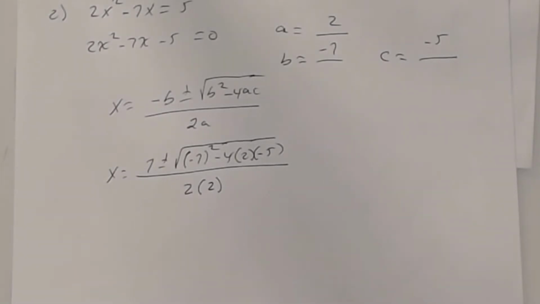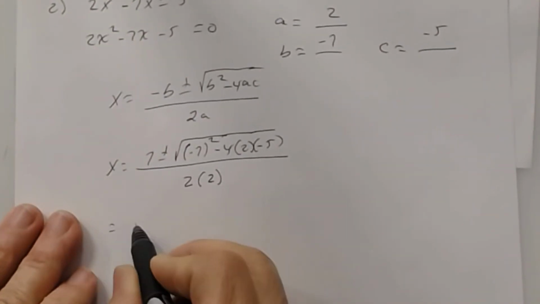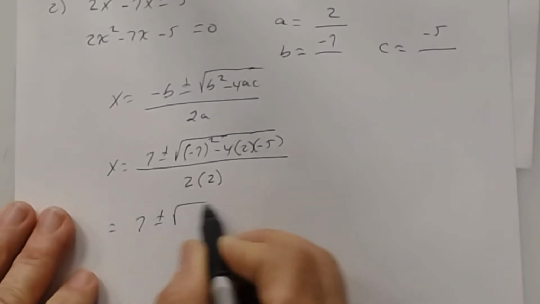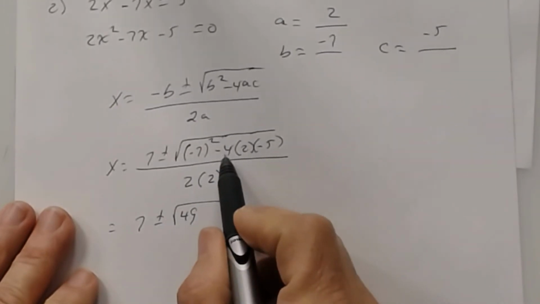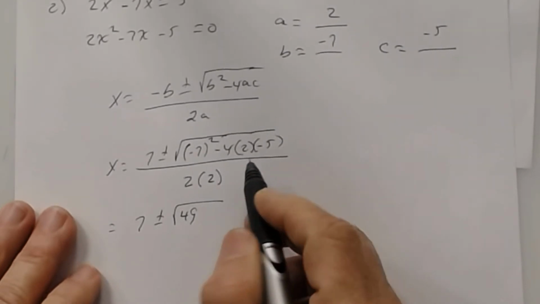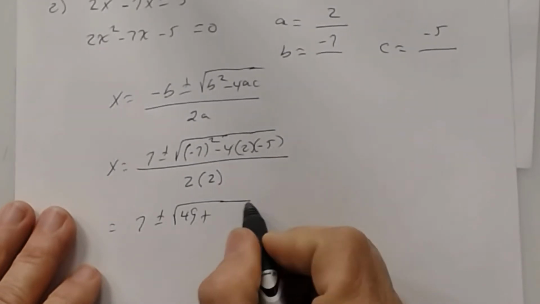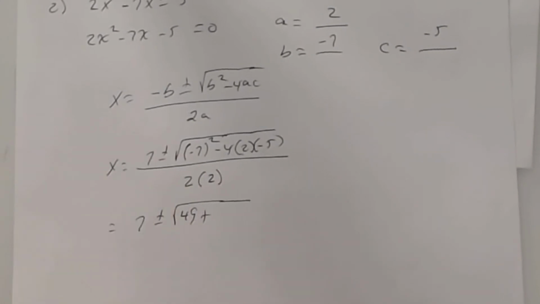Okay, work with the radicand, which is the discriminant. So I get 7 plus or minus the square root of... well, what's negative 7 squared? All right, now listen. A negative times a positive times a negative is a positive. So plus 4 times 2 times 5? 40.